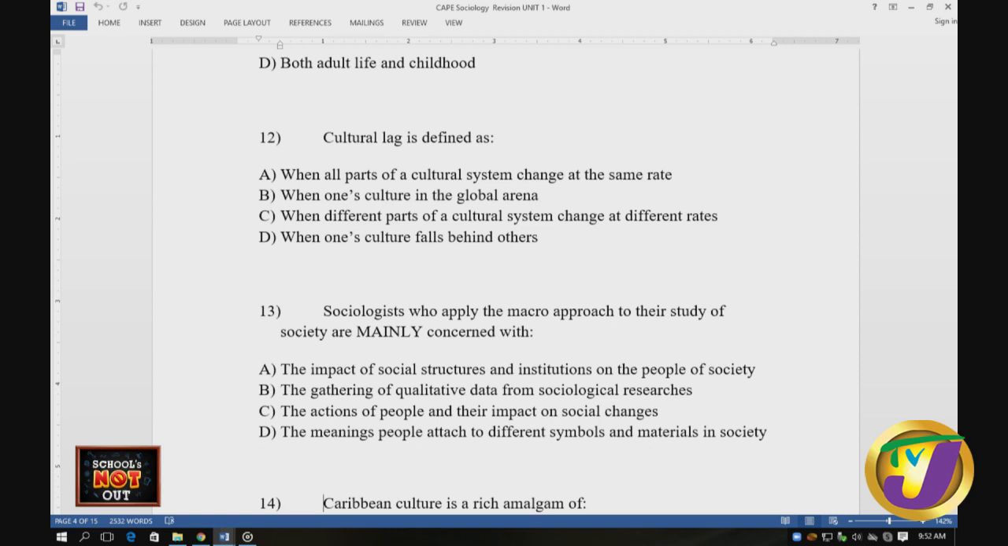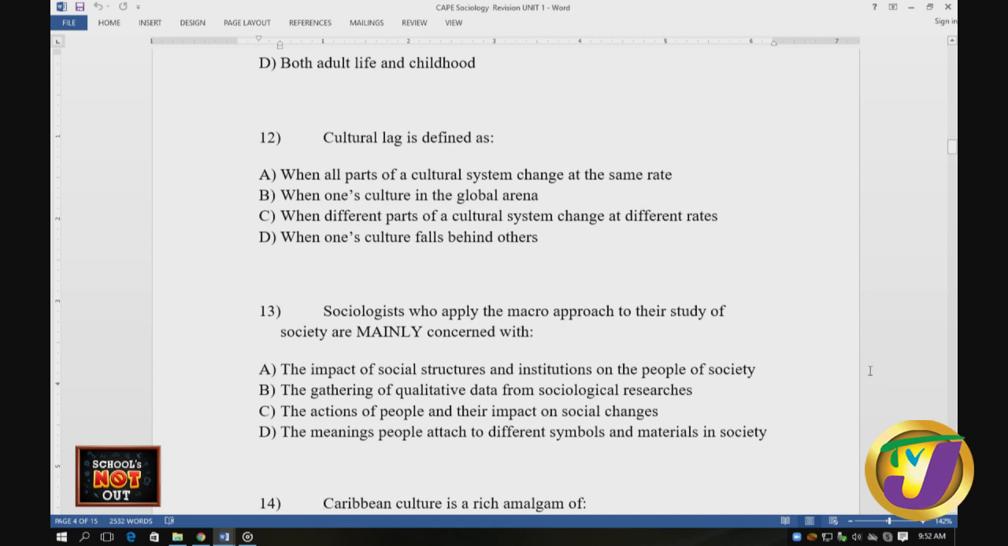The actions of people and their impact on social changes. Again, that can be micro, that can be macro. The meanings people attach to different symbols and materials in society. Here we're talking about symbolic interactionism, which is micro. The question said sociologists who apply the macro approach. So we go back and we said the first one, the impact of social structures and institutions on the people of society. That one will more describe a macro approach.